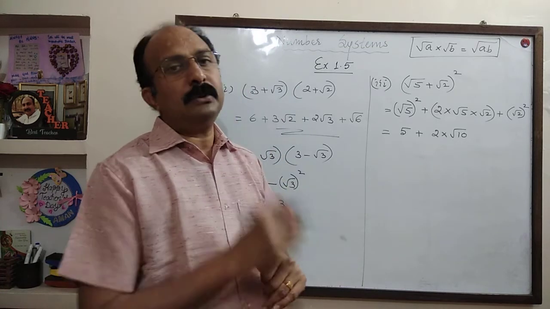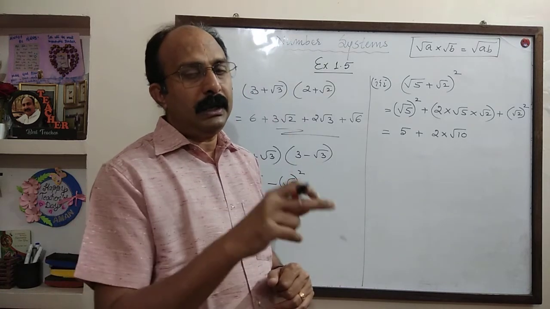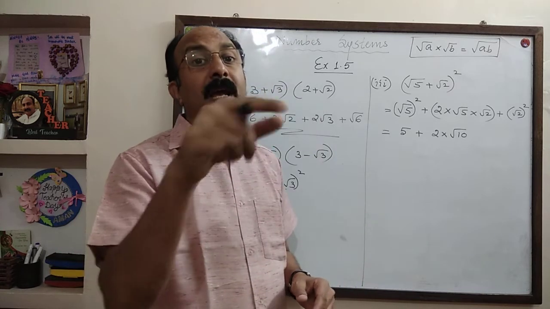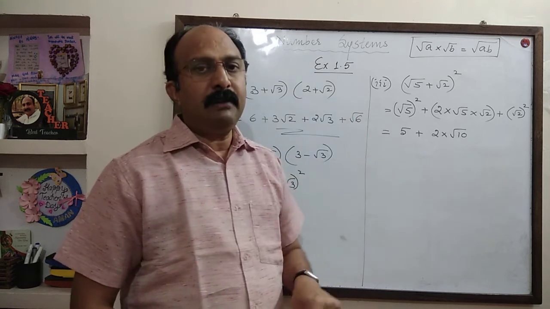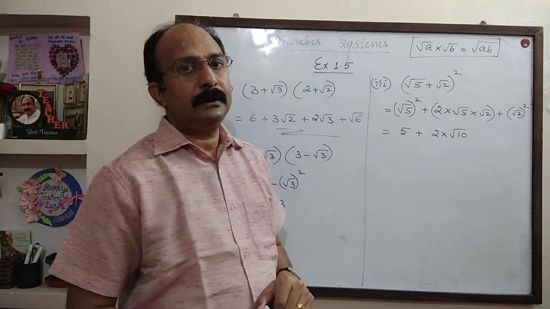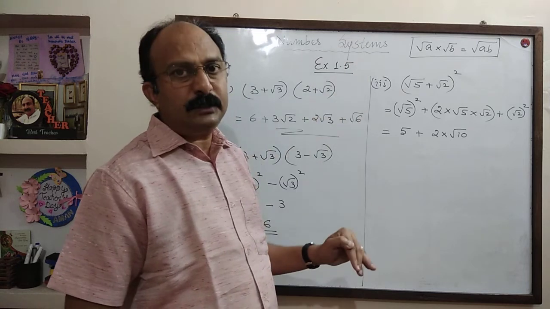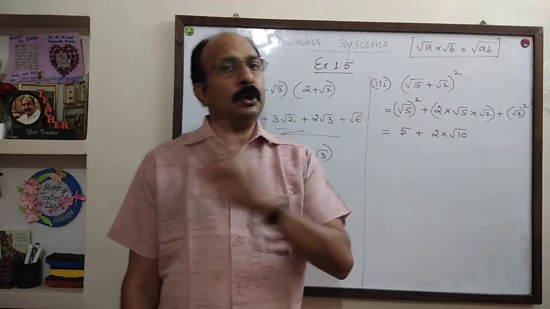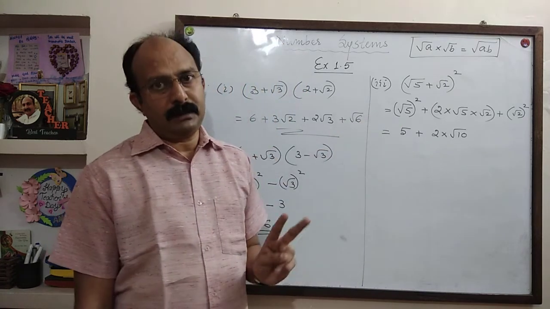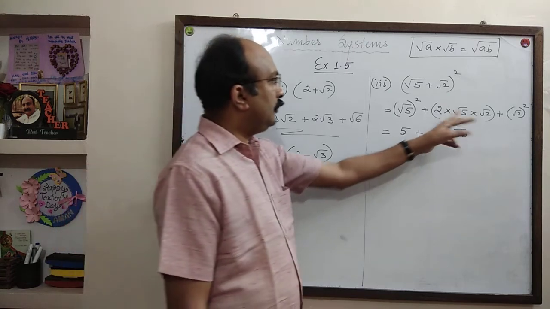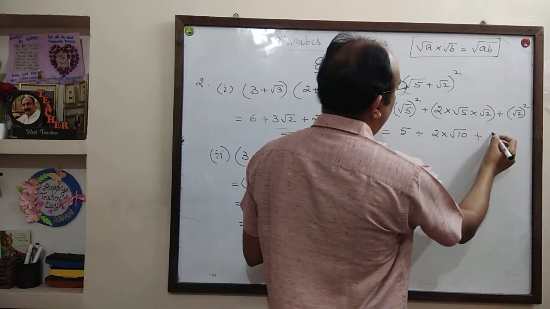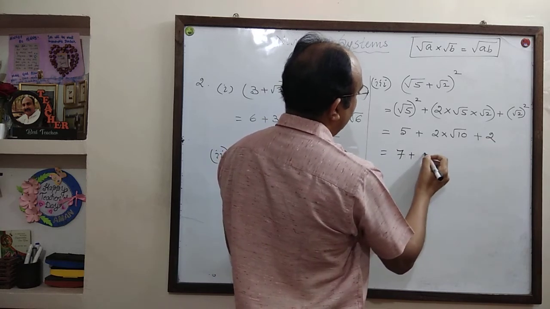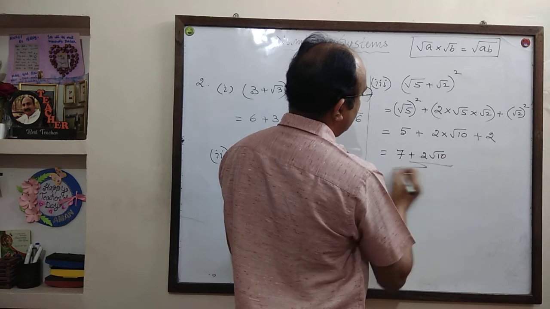Similarly, division is also possible. Under root A upon under root B is equal to under root A upon B. A and B can be divided and put under root side. So multiplication and division is possible between two different surds, but addition and subtraction are not possible between two different surds. So 2 root 10 plus root 2 square is 2. So 5 plus 2, 7 plus 2 root 10 is the answer.